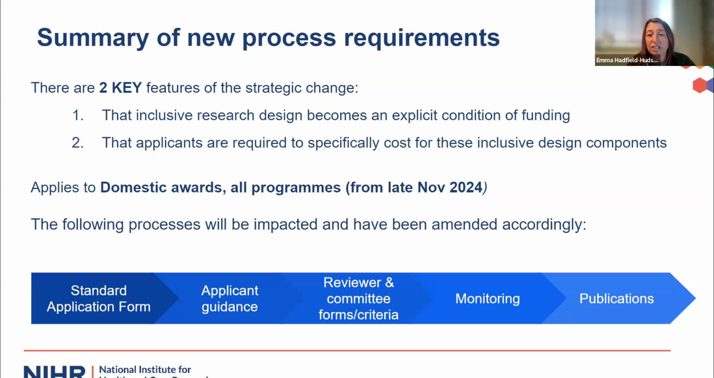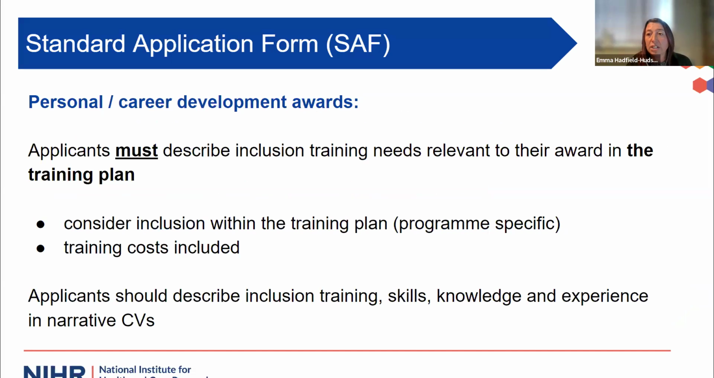So the processes that we've changed internally to facilitate the new requirements include the standard application form, the applicant guidance, reviewer and committee forms and criteria, monitoring and publications. I'm not going to go into detail in all of these areas, but I'll give you an overview of the ones that are applicable, the things you need to know if you're applying for NIHR funding. So the first stage in the process is the standard application form.